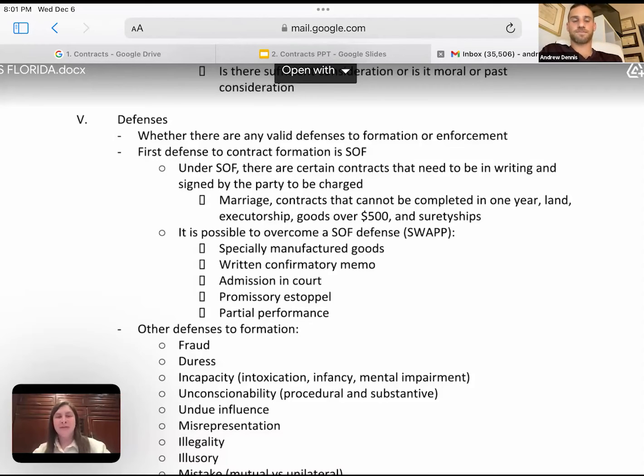Everyone knows that, right? Those contracts include marriage, contracts that cannot be completed within a year, contracts for land, executorships, goods over $500, guarantorships of health insurance agreements in Florida, and suretyships or sale of goods over $500. So marriage, contracts for land, executorships, goods over $500, and suretyships.